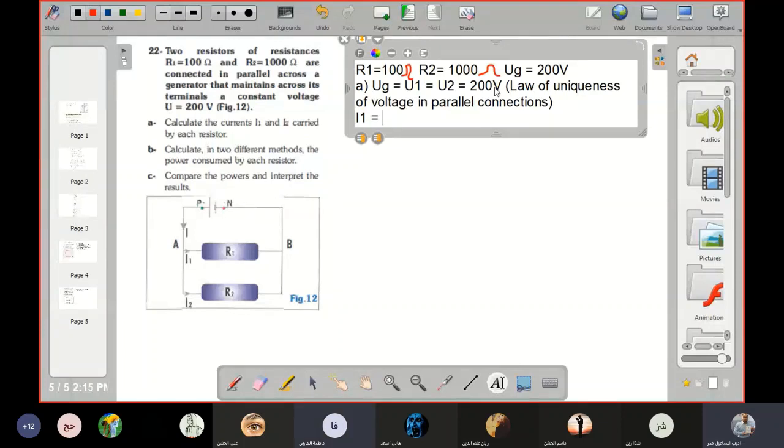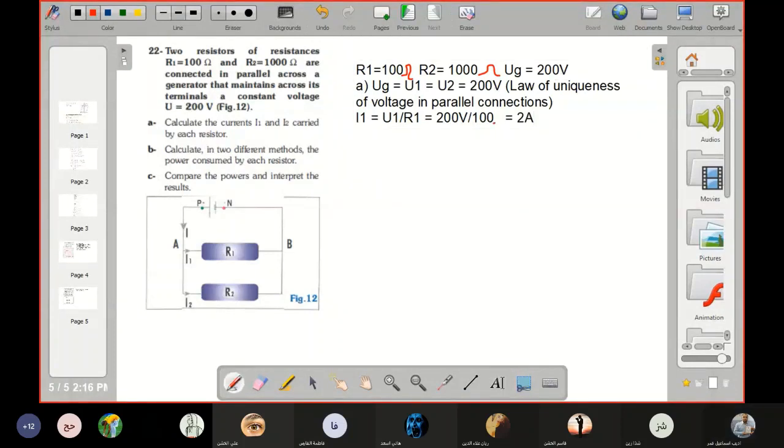I1 equals U1 over R1, equals 200 volts over 100 ohms, equals 2 amperes. So I1 equals 2 amperes.